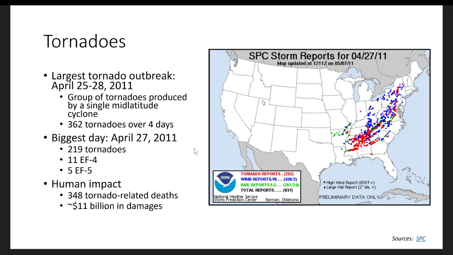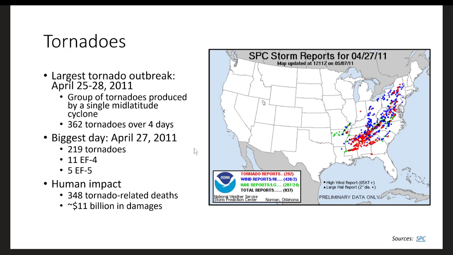Anyway, this day there were 11 EF4 tornadoes and 5 EF5 tornadoes, which, I mean, we haven't had another EF5 tornado since like 2013 in the United States. So to have 5 EF5 tornadoes in one day is seriously extreme. We usually only have one or two EF4 tornadoes per year, if that. So this event was incredible, and it had a huge human impact.